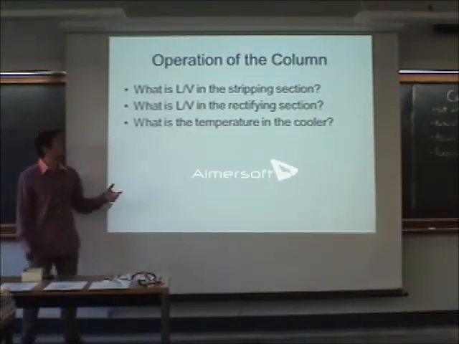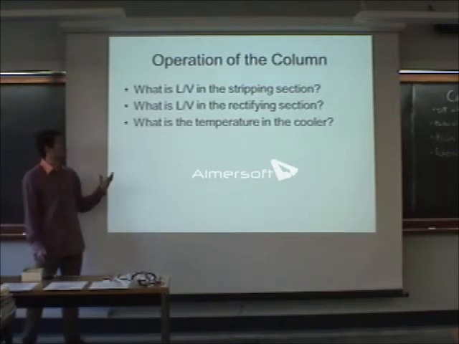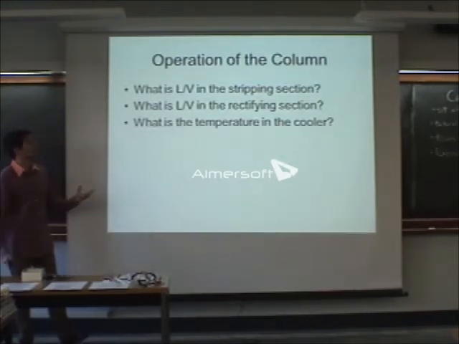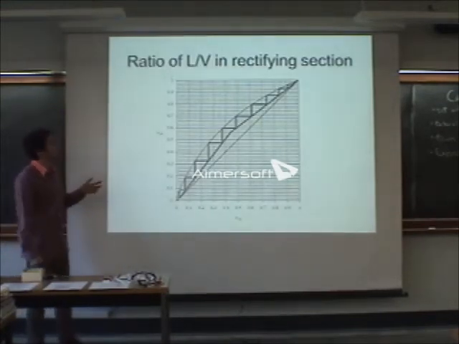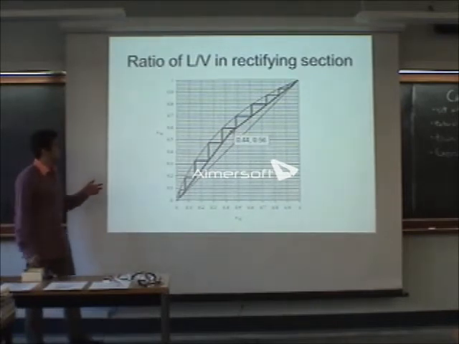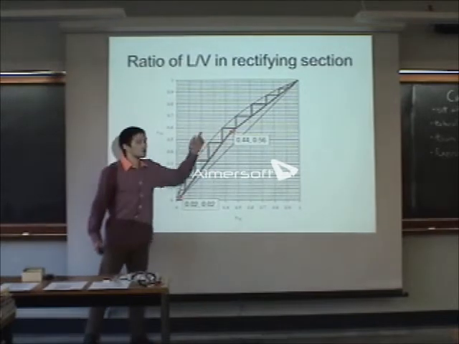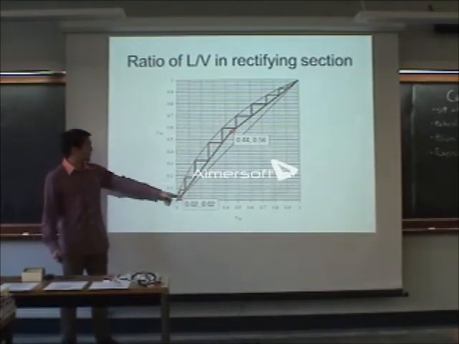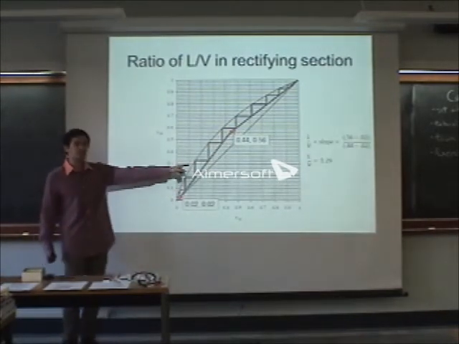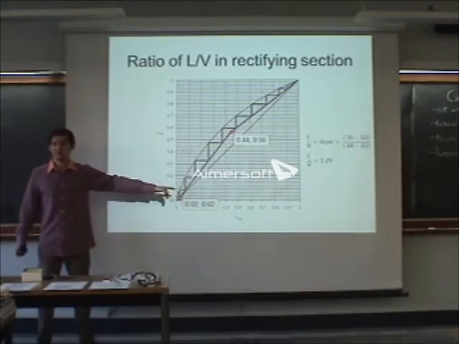Now, what is the L over V in the stripping section, and what is L over V in the rectifying section? And then what is the temperature in the cooler? Let's find out. So for the ratio of the rectifying section, we're just going to take two points and find the slope. We're going to do rise over run, right? That's L over V. So for the rectifying section, L over V is 1.29. Does that sound right to everyone?